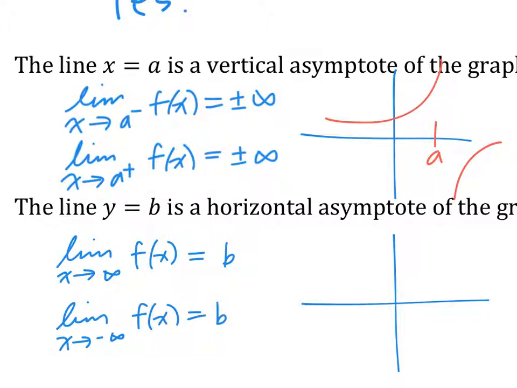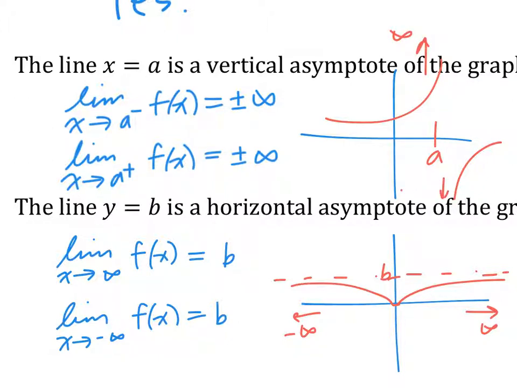For horizontal asymptote, if we go to the right-hand side, which is infinity, or we go to the left-hand side, and it stays at some number, and that number is b, then we call that a horizontal asymptote. You're going left and right in infinity. This one, you're going up and down in infinity. So that's the difference between horizontal and vertical asymptote.